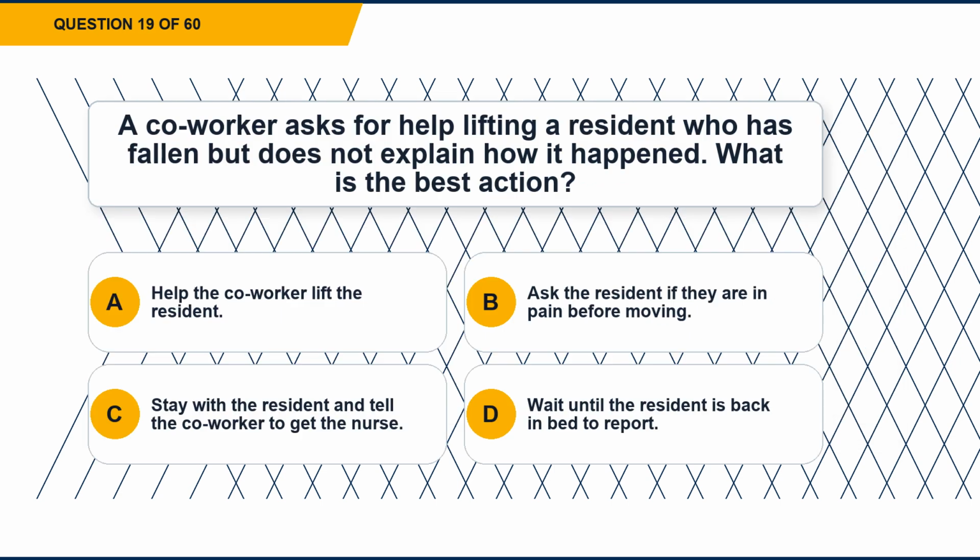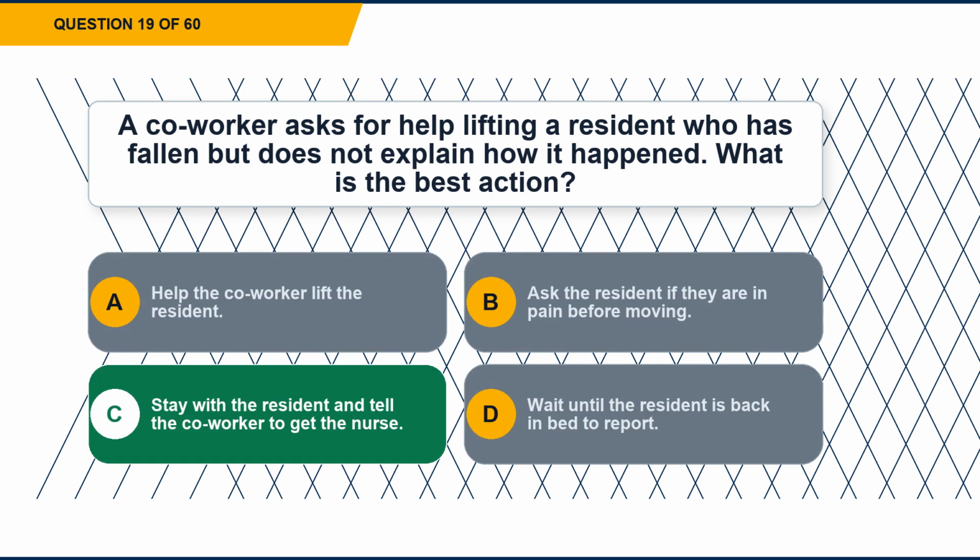Question 19. A coworker asks for help lifting a resident who has fallen but does not explain how it happened. What is the best action? Option A, help the coworker lift the resident. Option B, ask the resident if they are in pain before moving. Option C, stay with the resident and tell the coworker to get the nurse. Option D, wait until the resident is back in bed to report. The correct answer is option C, stay with the resident and tell the coworker to get the nurse.